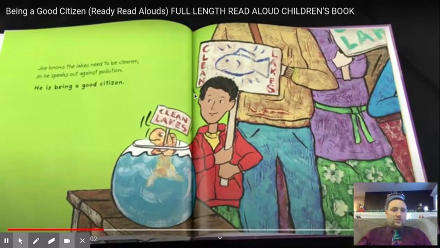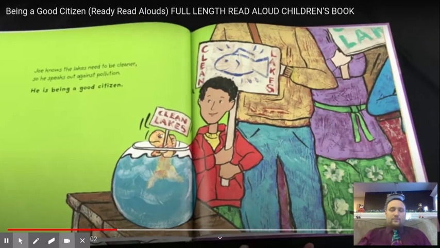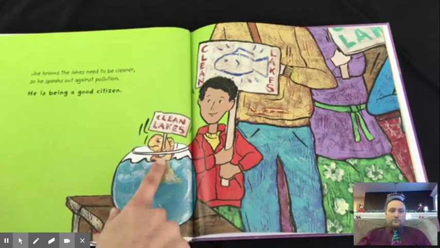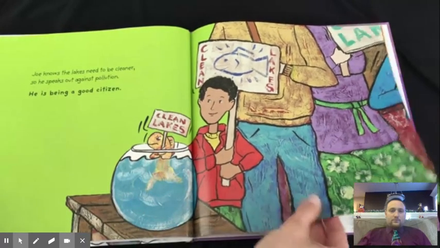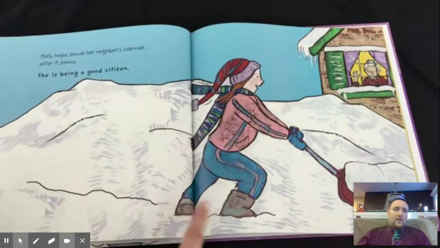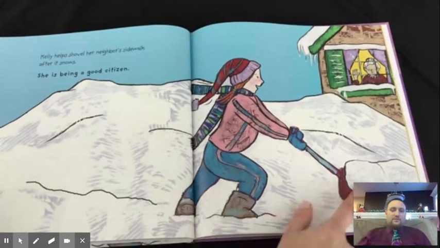Joe knows the lakes need to be cleaner, so he speaks out against pollution. He is being a good citizen. Kelly helps shovel her neighbor's sidewalk after it snows. She is being a good citizen.